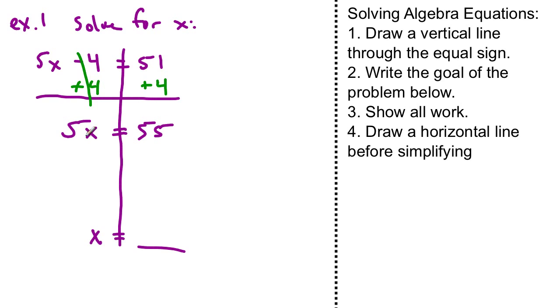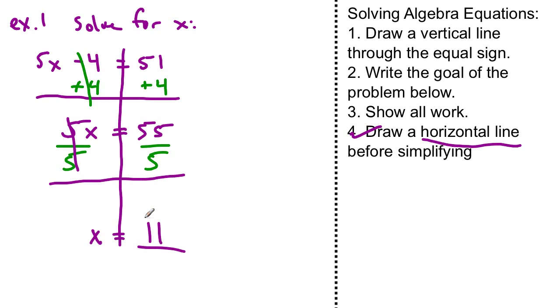Cool? Now on the left, we have 5 times x. We want to do the opposite of that. All right, so it's times, so instead we want to divide. So we divide by 5 and divide by 5. Notice we want to draw this horizontal line here. Okay, and simplify. 5 divided by 5 cancels out, and we're left with x is 55 divided by 5, or 11. Cool? So those are the steps I'm going to be working with here.